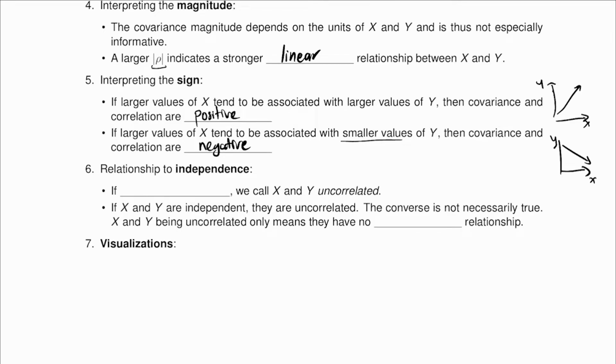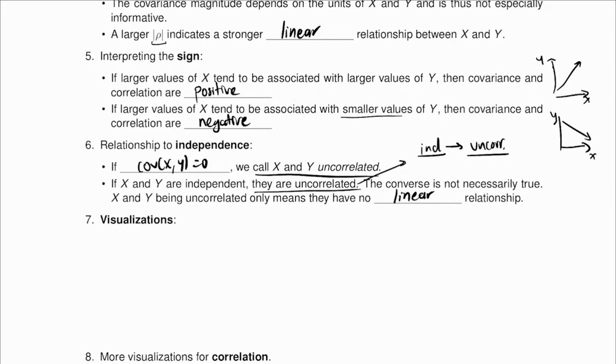The relationship to independence. If the covariance of two random variables is equal to 0, we call x and y uncorrelated. Okay? We are going to see that covariance and correlation are related. But if x and y are independent, they are uncorrelated. So that means independence implies uncorrelation. The converse is not necessarily true. If x and y are uncorrelated, it only means they have no linear relationship.